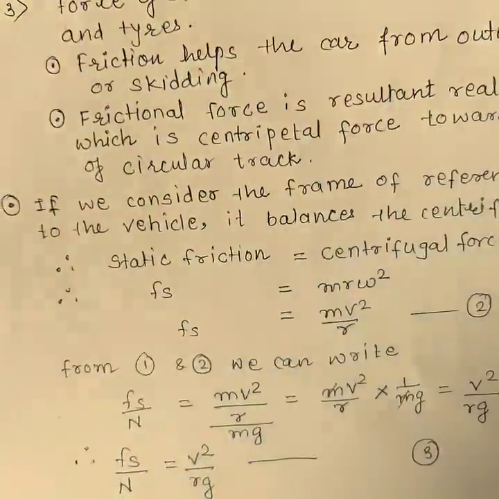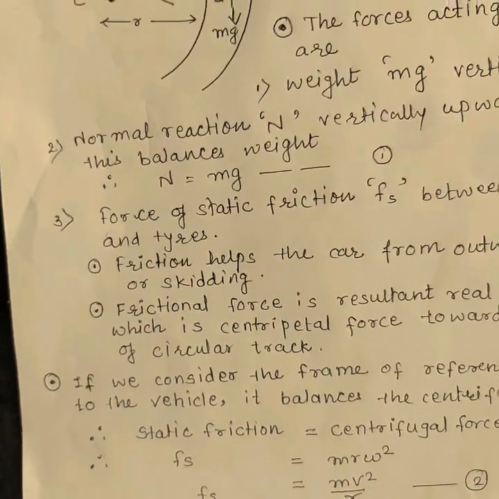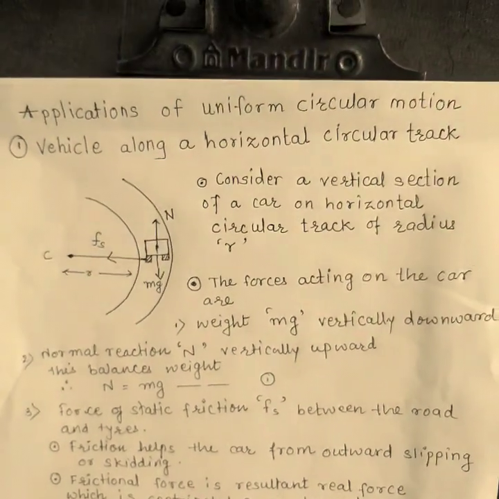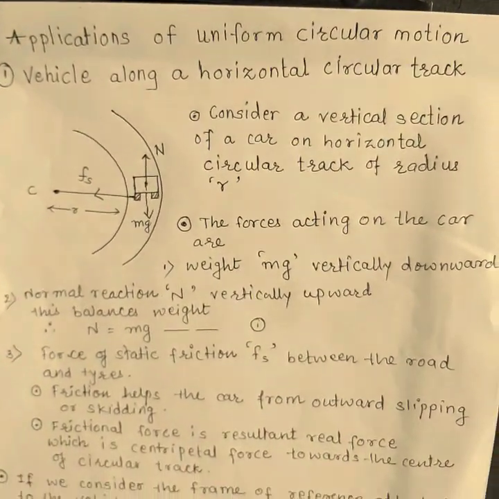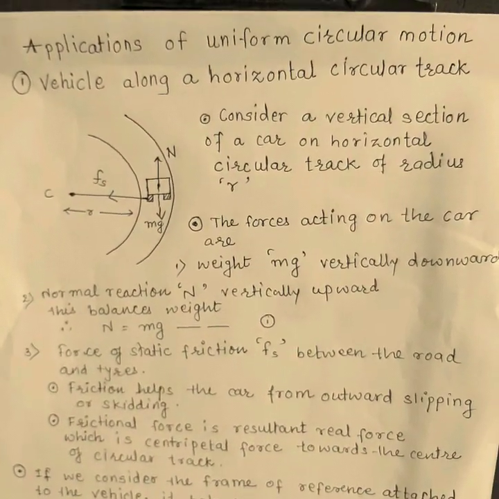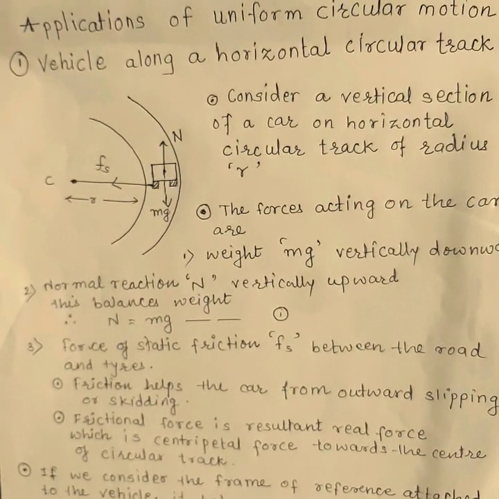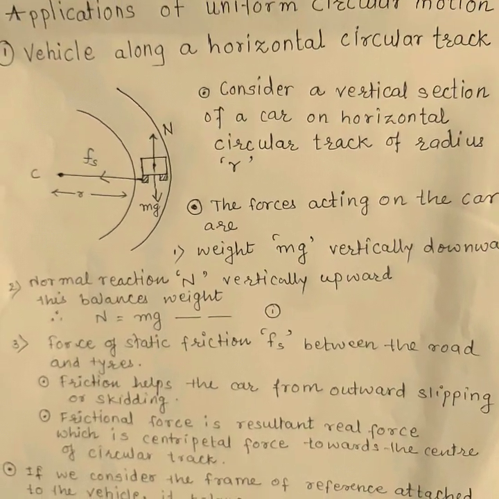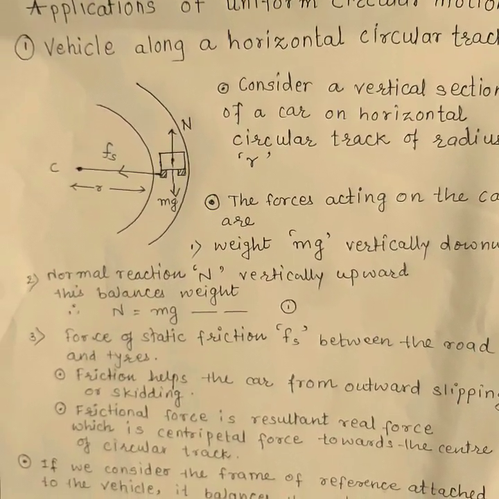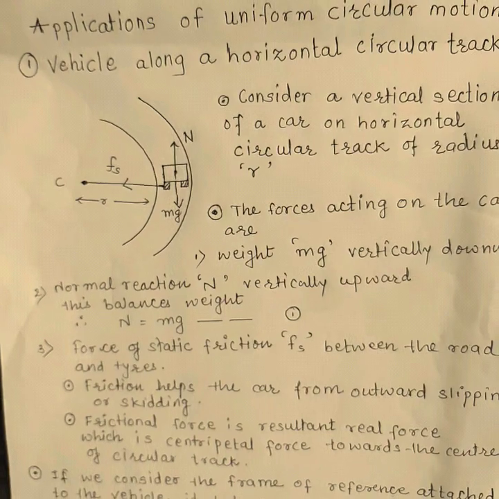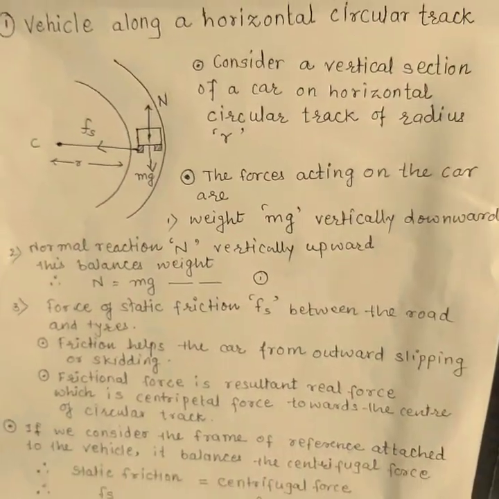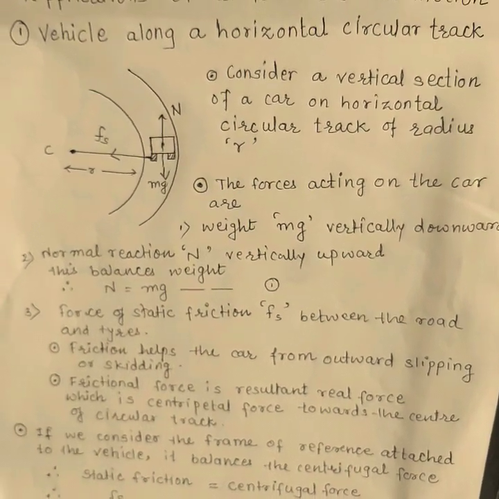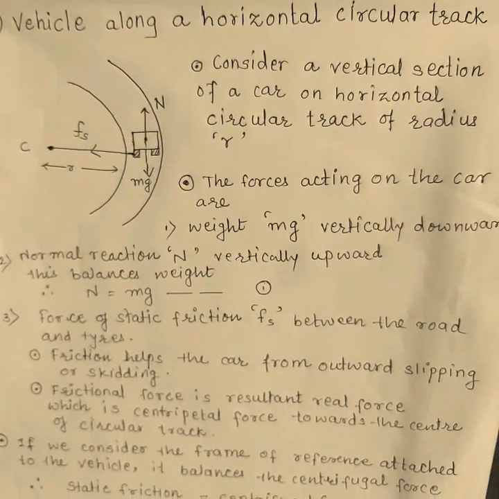Now, we'll go towards the applications of the uniform circular motion. So, the first one is a vehicle along a horizontal circular track. Okay. So, we'll consider a vertical section of a car on a horizontal circular track of radius r.